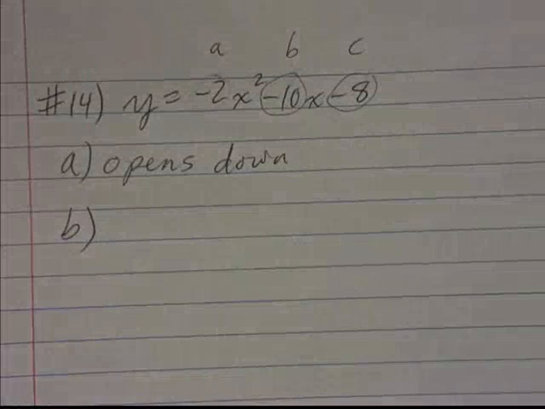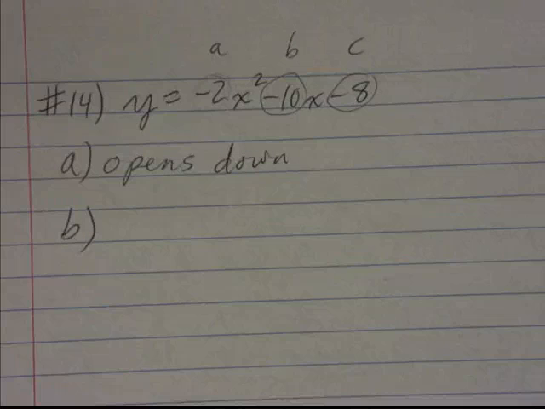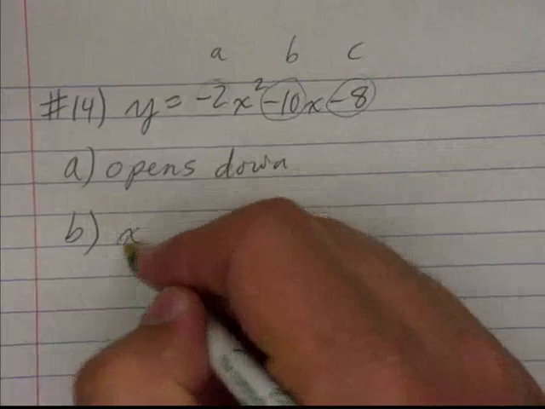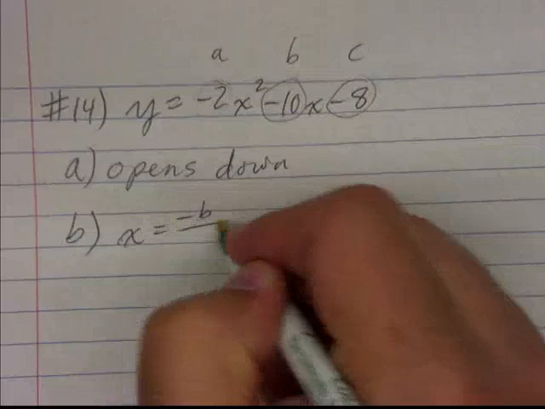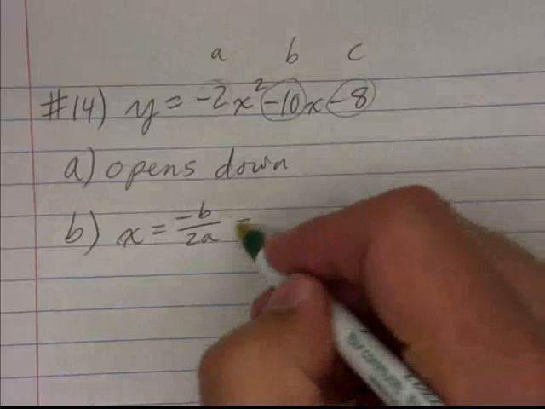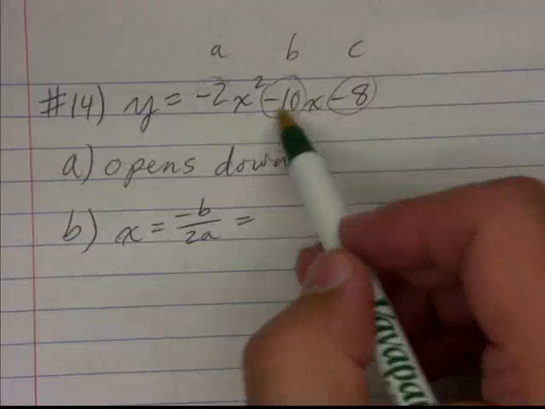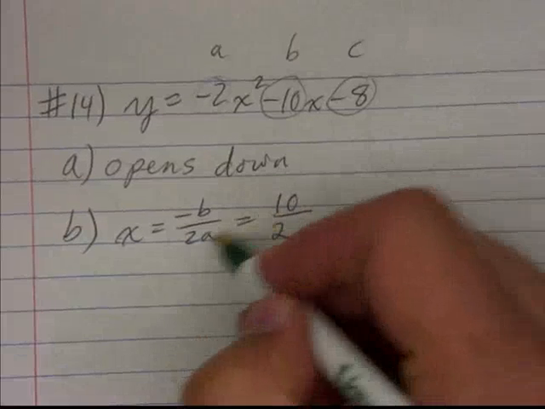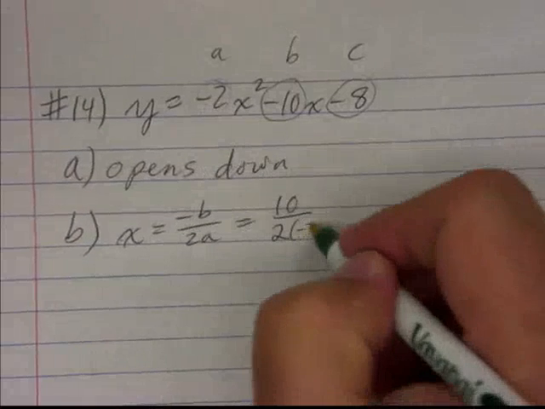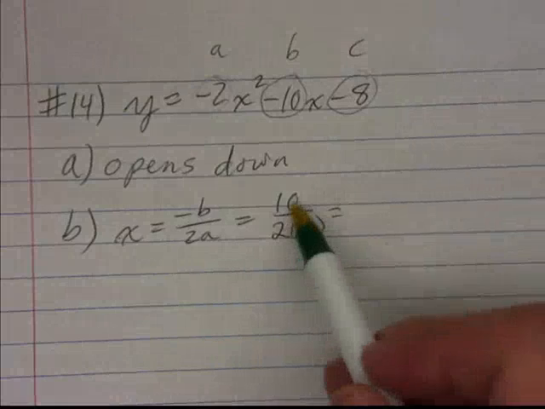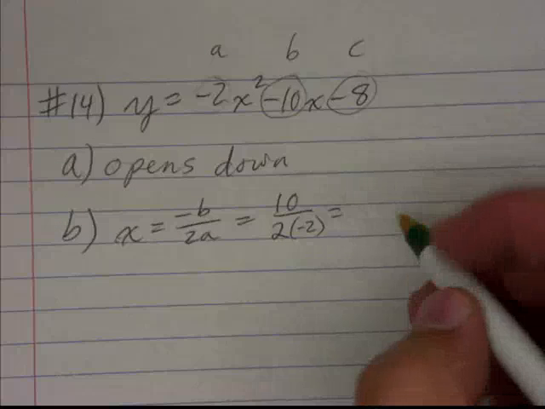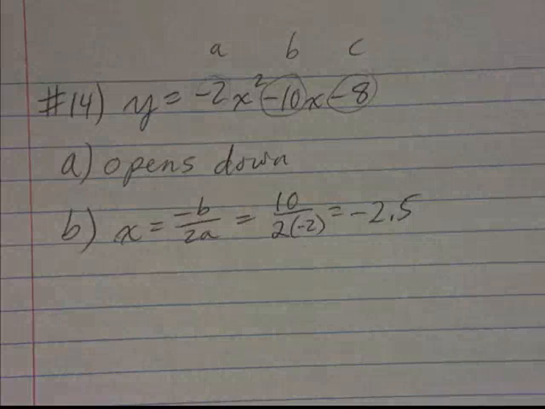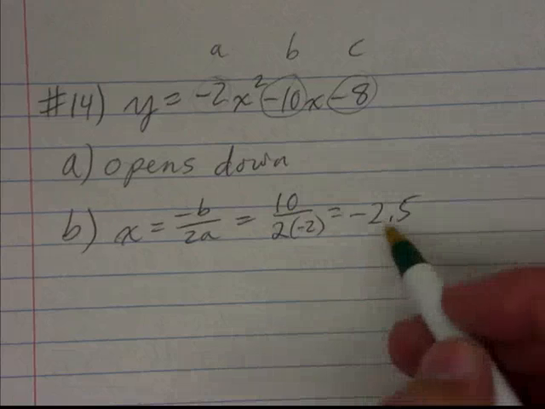Part B, we want to know what the vertex is. So for the vertex, we remember that x, the x-coordinate for the vertex, is minus b over 2a. So in this case, the opposite of b, our b is a negative 10, so the opposite of that will be positive 10, over 2 times our a, which is negative 2. So that's going to be 10 over negative 4, which is going to be negative 2.5. That is our x value.